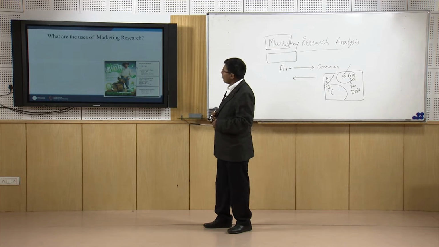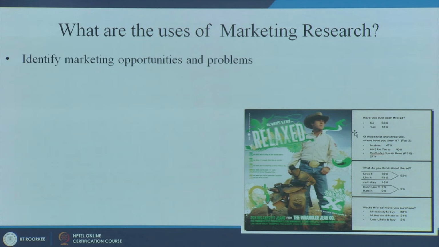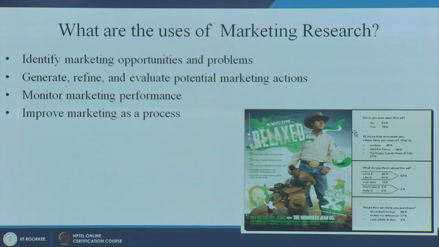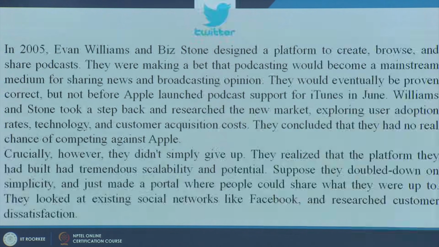So, let us see this. What are the uses of marketing research? Identifying the marketing opportunities and problems, as I said, let us go back to the examples. Generate, refine and evaluate potential marketing actions, right. So, what is the right marketing action to be taken? Monitor the marketing performance, repeatedly monitoring, checking whether we are able to meet our objectives or not is very important. Improve it as a process altogether.